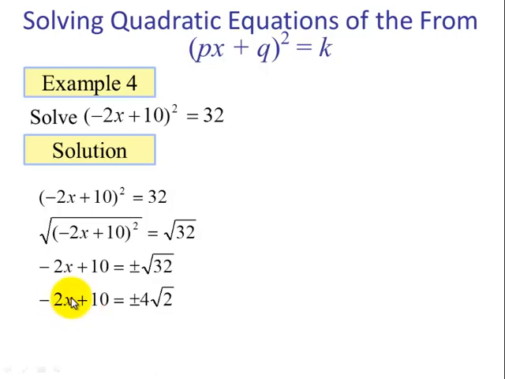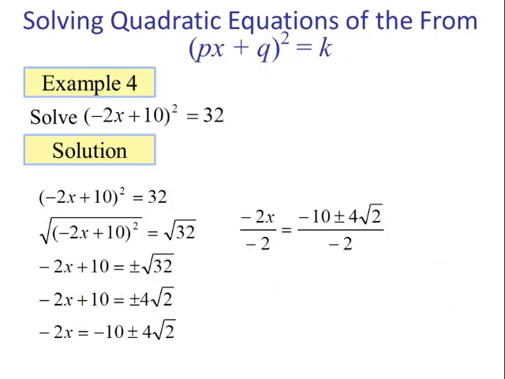To get the x by itself, I need to get rid of the -2. I need to get rid of the 10. So we subtract 10 from both sides. Now we divide by -2. So next, can any of this simplify? Is -2 a factor for these two terms? The answer is yes. We can factor out a -2.